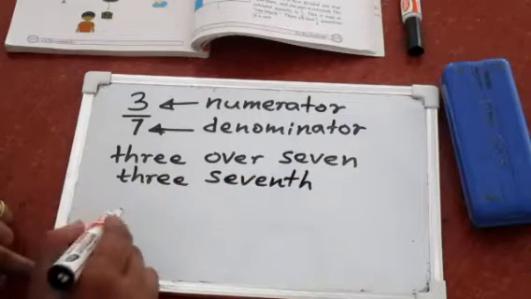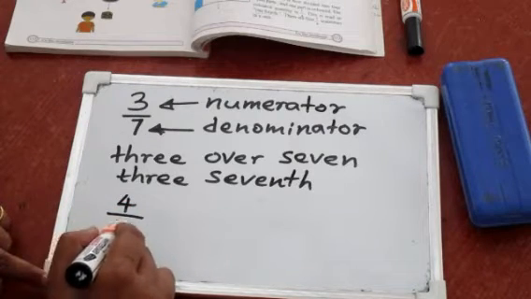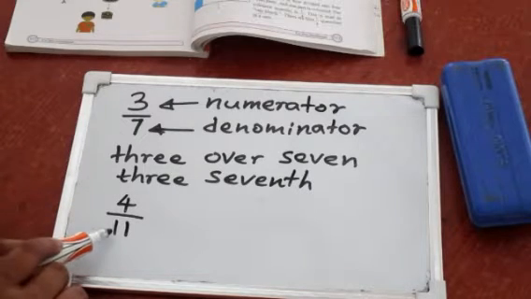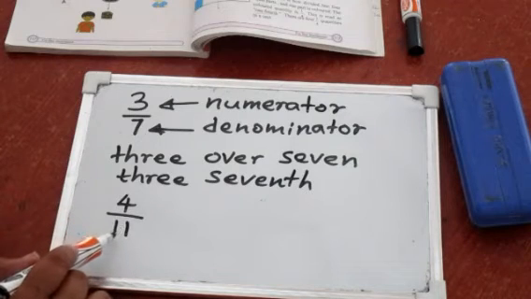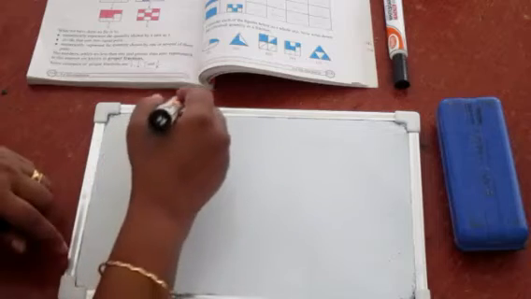Now see this example, 4/11. Now what is the numerator? Numerator is 4 and denominator is 11. We read this as 4/11.